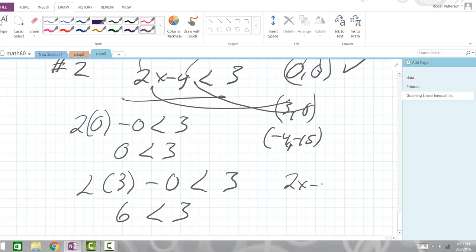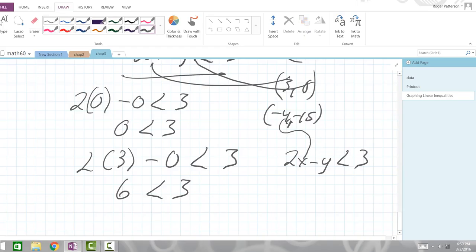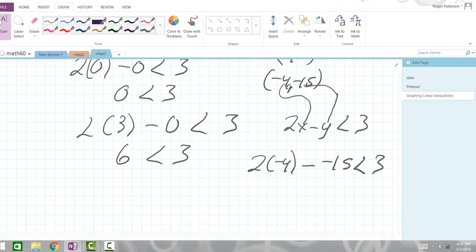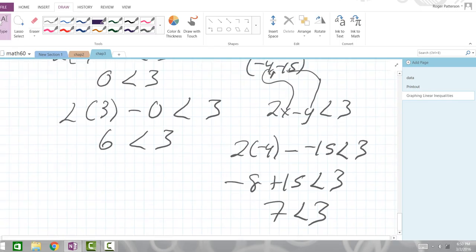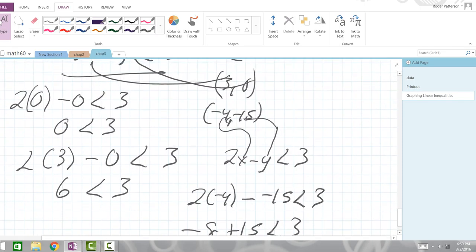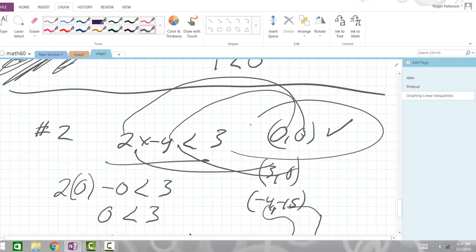Let's see, 2x minus y less than 3. 4 is going to go there. 15 is going to go there. So I'm going to get 2 times negative 4 minus negative 15 less than 3. Negative 8 plus 15 less than 3. 7 less than 3? False. Okay, so the only solution I have is 0, 0. Rest of them didn't work.